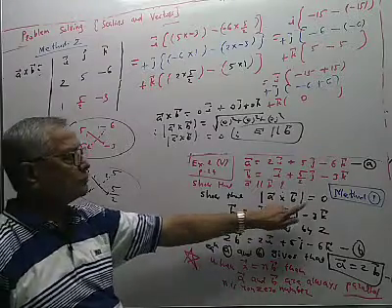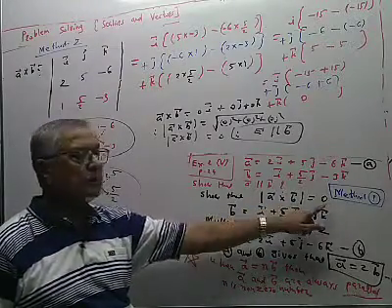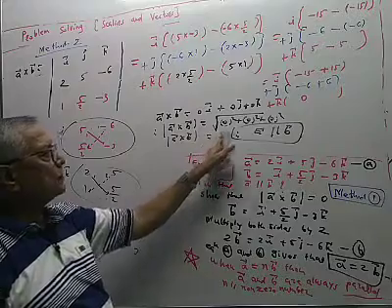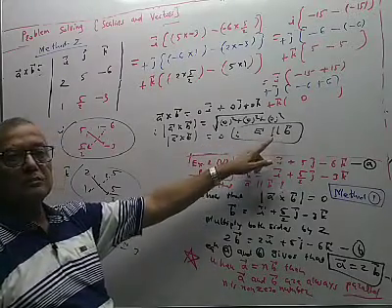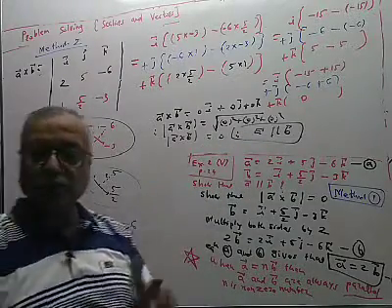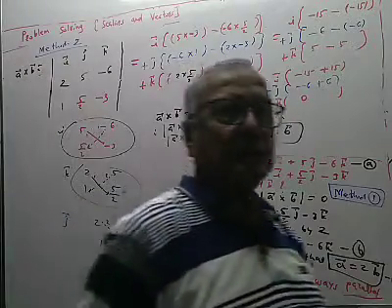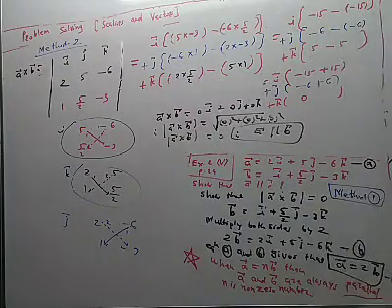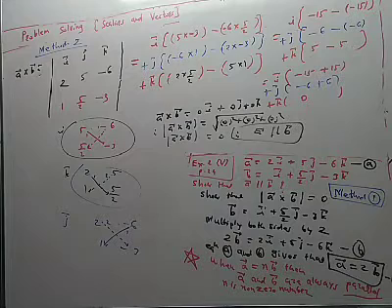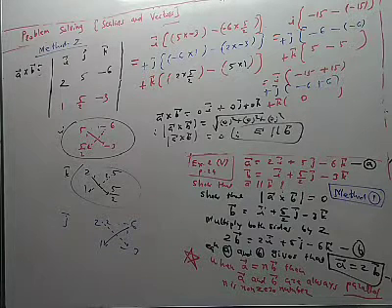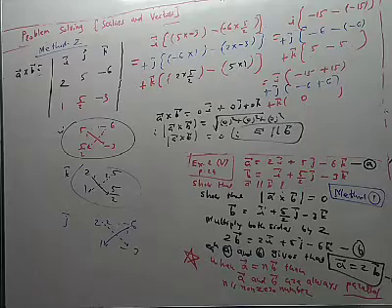So magnitude of A cross B is equal to 0, therefore A and B are parallel. So we know this property: if two vectors are parallel to each other, their cross product is 0 and vice versa. If the vector product has value 0, then the two vectors are parallel to each other. So both methods are actually the same.